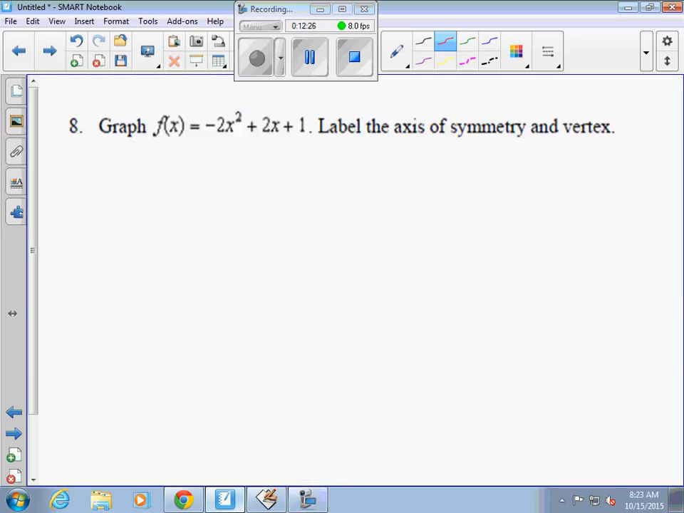Number 8 tells you to graph this one. Okay, this is from last week. F of x, you can look at that and think of that as y is equal to negative 2x squared plus 2x plus 1. Label the axis of symmetry and the vertex.